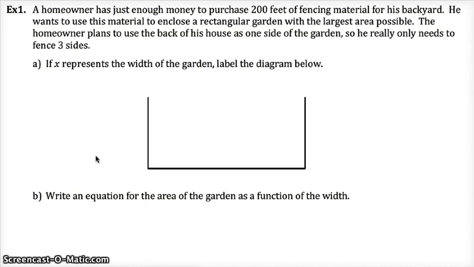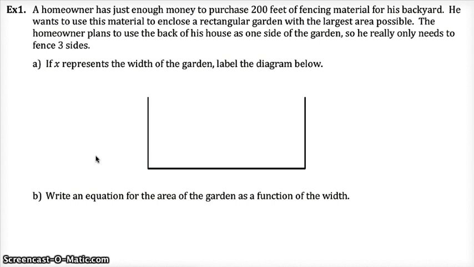A homeowner has just enough money to purchase 200 feet of fencing material for his backyard. He wants to use this material to enclose a rectangular garden with the largest area possible. So this is one of those fence problems I was talking about. The homeowner plans to use the back of the house as one side of the garden, so he really only needs to fence 3 sides.